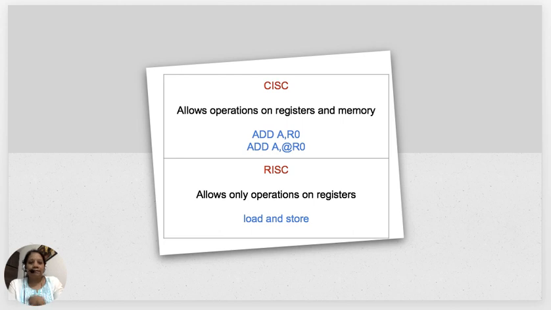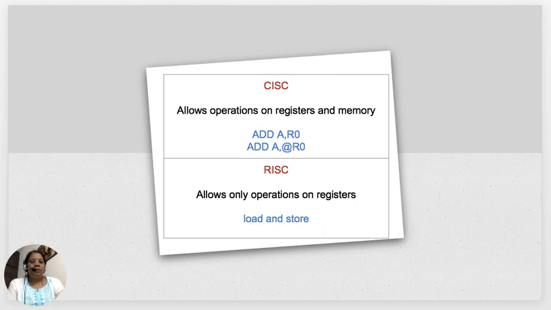But when coming to a RISC processor, it allows execution or operation to go on only with registers. If I have to do addition, it has to be only adding the operands available in registers. I cannot add the operand that is available in a memory location.